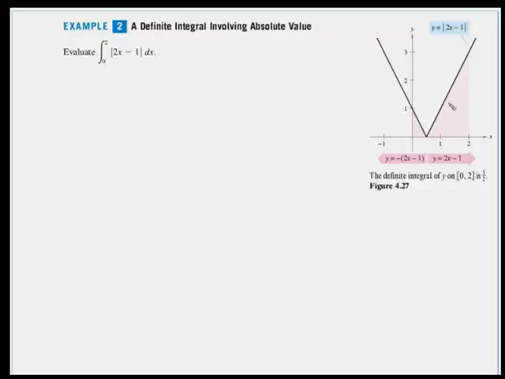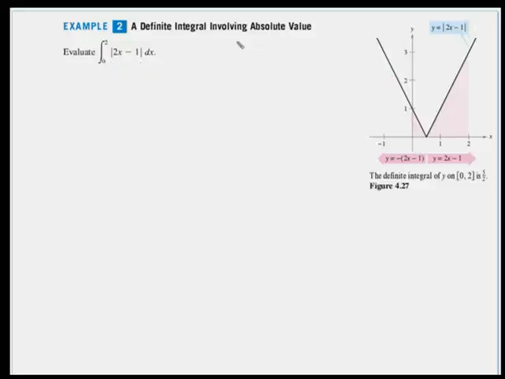Here in example 2, we're going to look at an absolute value function. And if we remember, absolute value functions are in a V shape, and they usually do not go below the x-axis unless we have a minus outside of the absolute value bars. So what we're going to do here is first figure out where we hit the x-axis and then come up with 2 separate integrals.